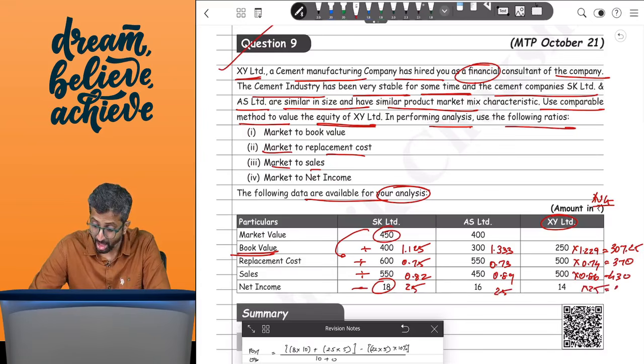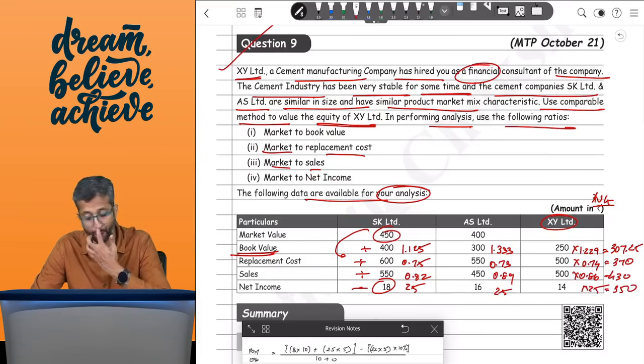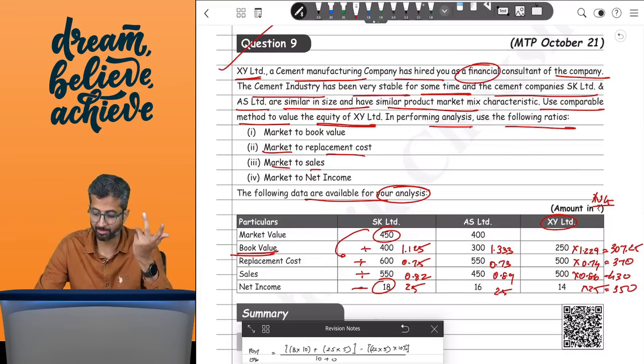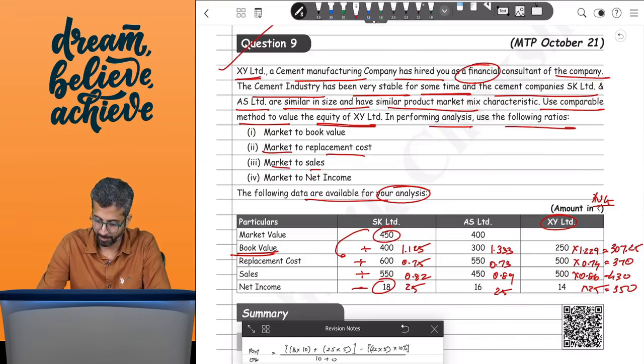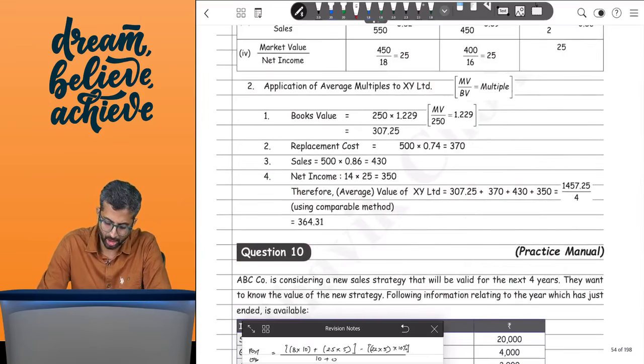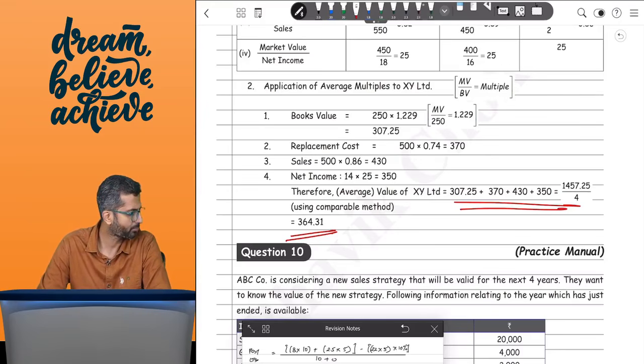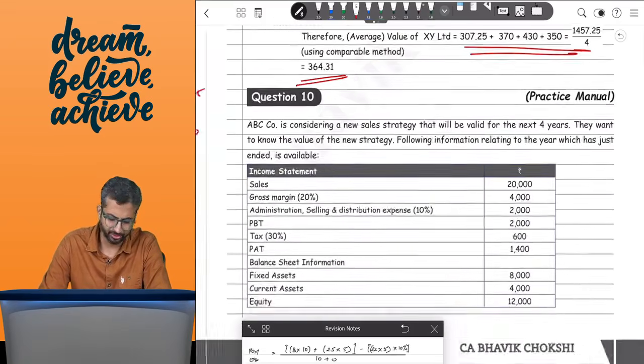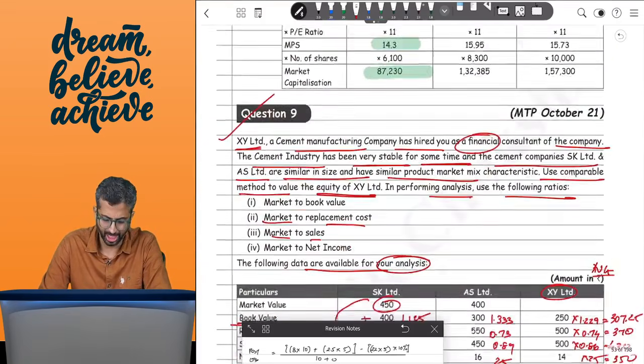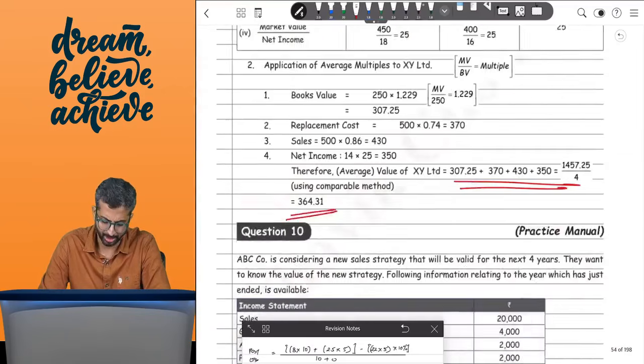Now I have 4 different values. I don't know which of them is the final, so I will take a simple average of all of them: 307.5 plus 370 plus 430 plus 350 divided by 4, and that will give me the final average valuation considering all of these values. Okay, so this takes care of question number 9. This is on the comparable company method.